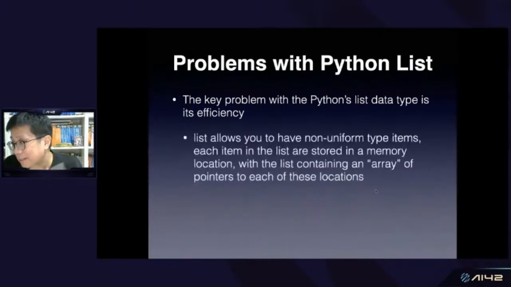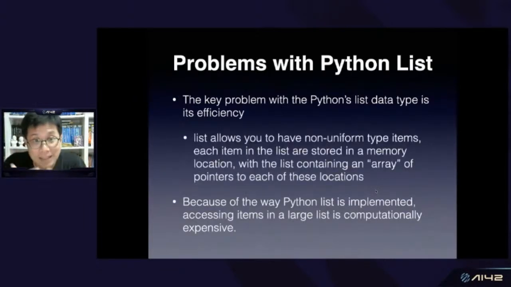Because of the way the Python list is implemented, internally they have to be prepared to be able to store items of varying data types. So it is very costly and very inefficient when it comes to accessing items in a Python list, especially if the list is huge. And in the field of data science, usually the data that we are involved in is of uniform data type. So because of that, a Python list is not very suitable for doing data analytics projects.